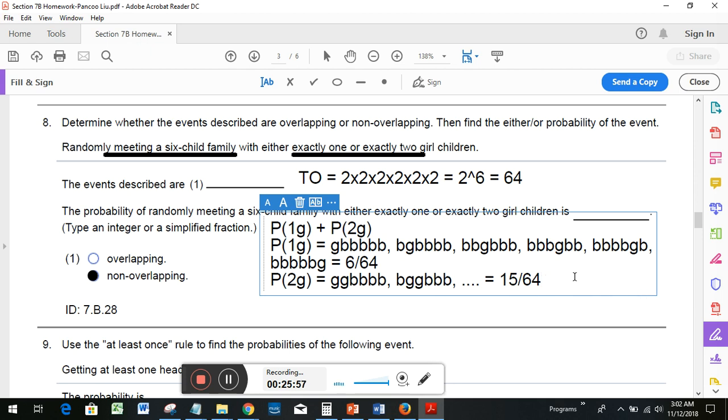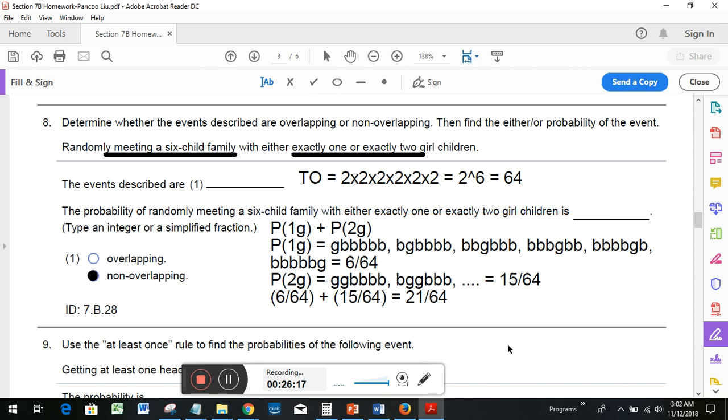That's how I figured out all of the probabilities. So here we're going to go ahead and add the two events. So the event of having 1 girl, 6 out of 64, plus the event of having 2 girls, 15 out of 64. That will give us 21 out of 64. And we cannot reduce this probability. It's already reduced. So here, the probability of meeting 1 girl or 2 girls will be 21 out of 64.